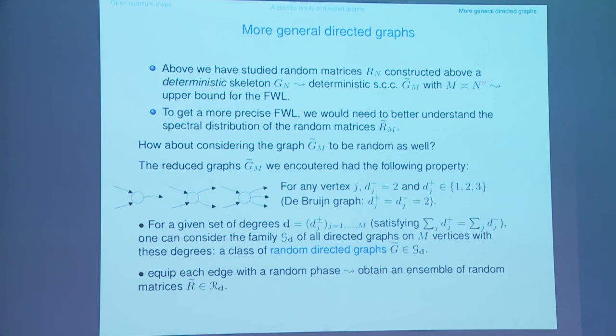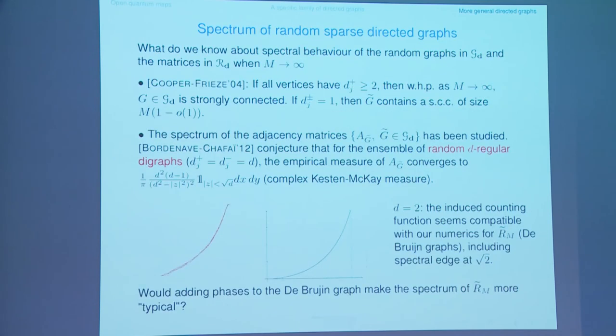And on top of this random choice of reduced graph, we still want to put the random phases. So we add the random phases on each of the links, each of the edges. This way, we obtain an ensemble of random matrices. This would be a model to try to investigate.